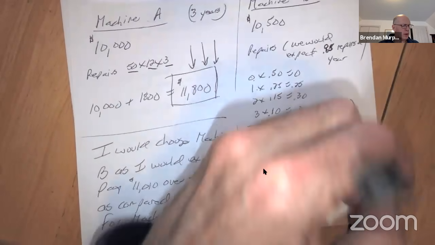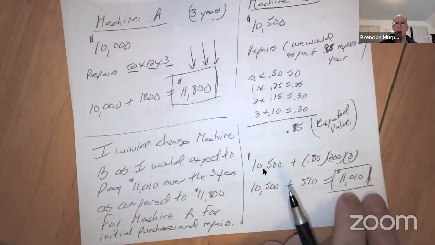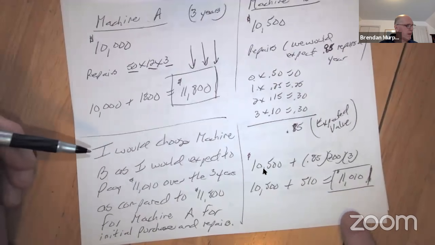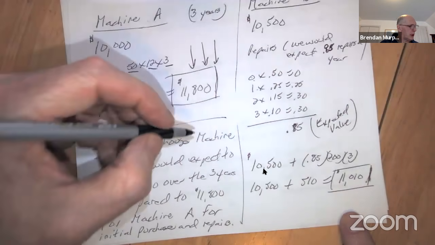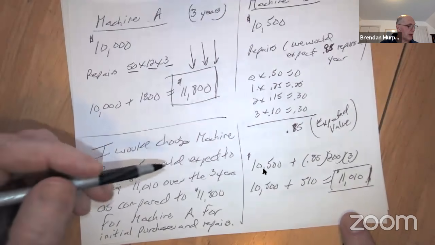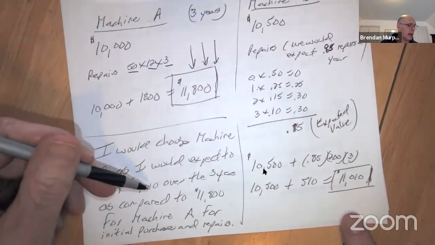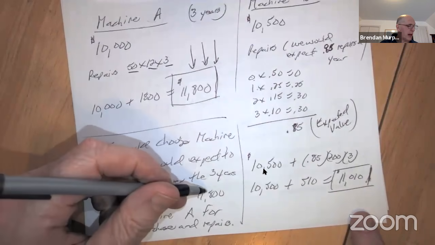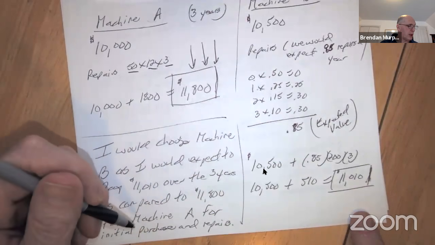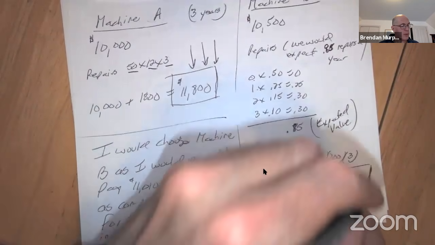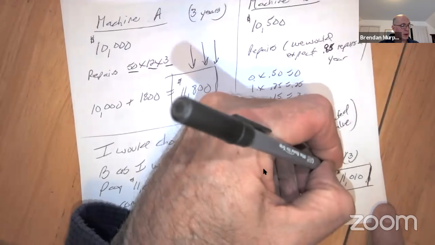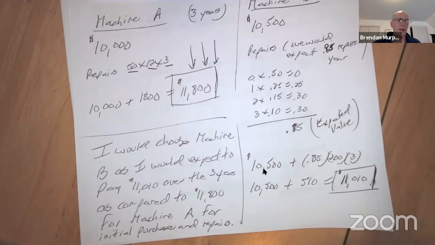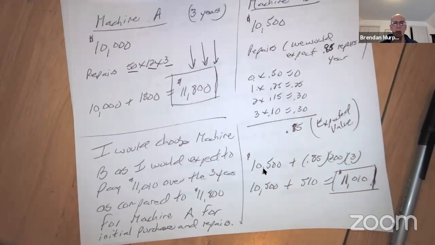But most of my students will say, let's pick machine B. And so over here, I just added a sentence: I would choose machine B as I would expect to pay around $11,010 over the 3-year window, as compared to $11,800 for machine A for initial purchase and repairs. That's what most of my students will answer.